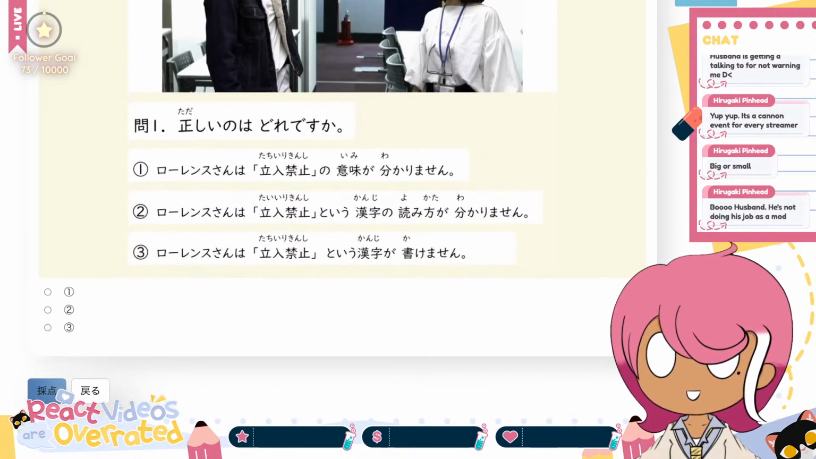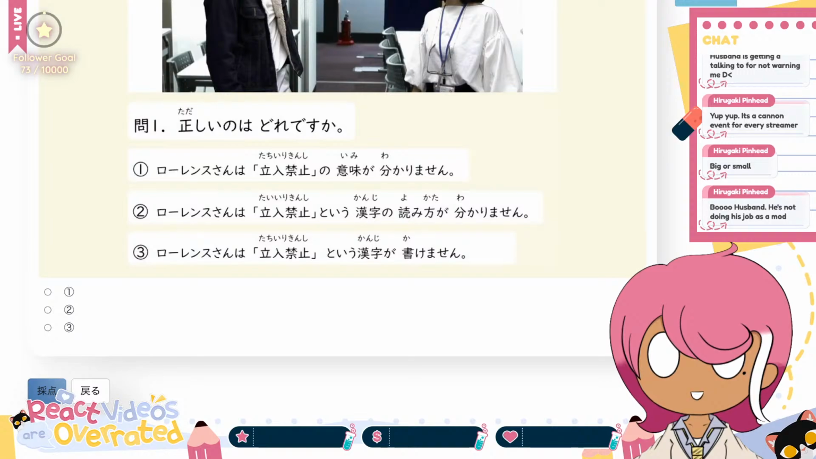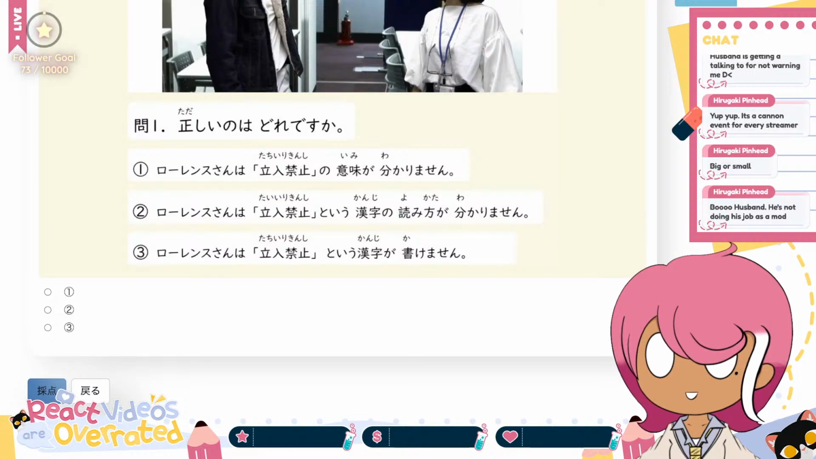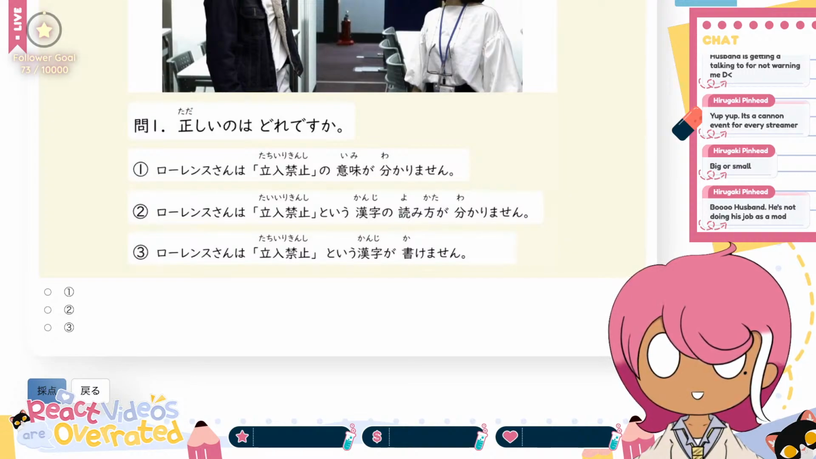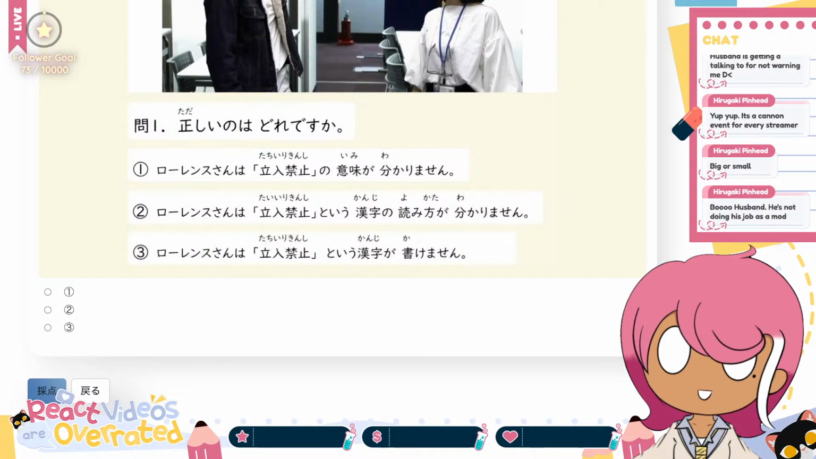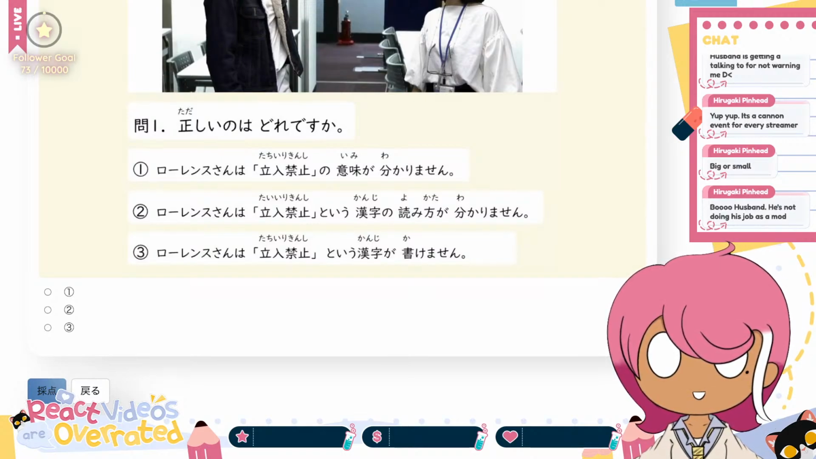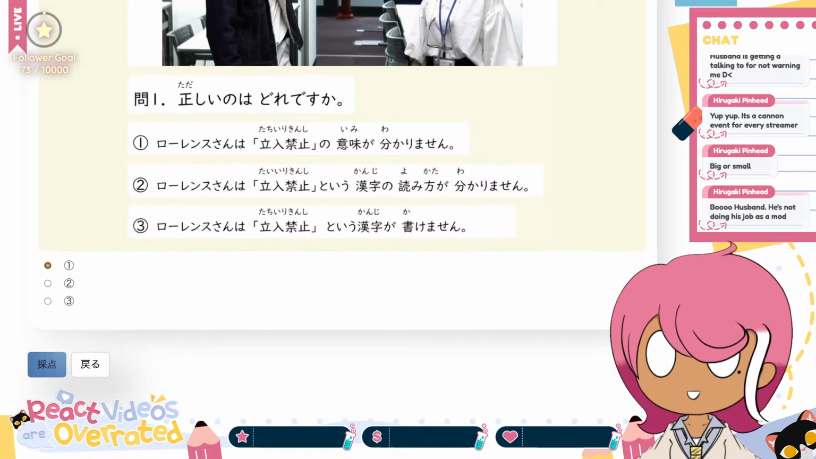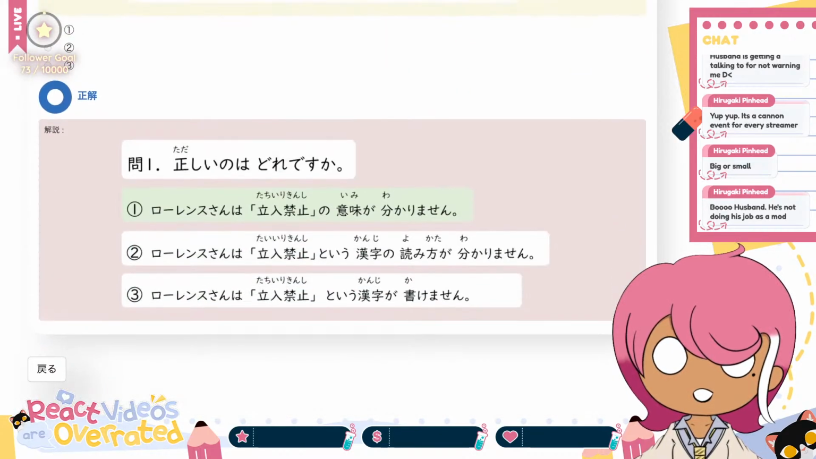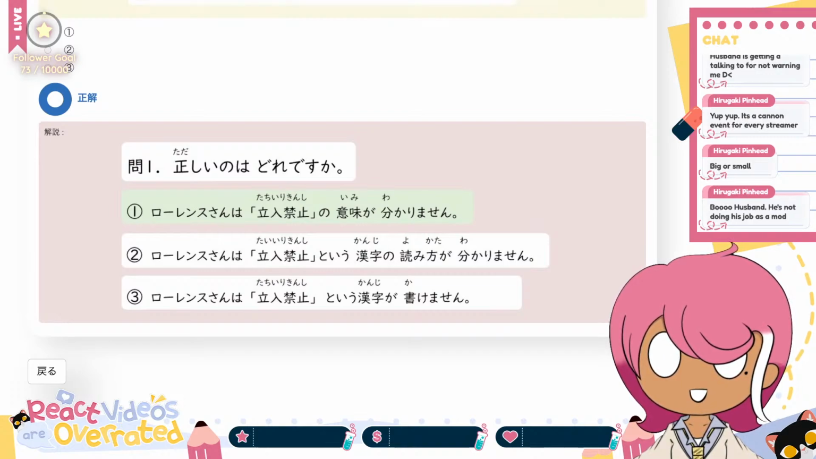Alright, so now our question. What do we got here? ローレンさんは立ち入り禁止の意味がわかりません。No, he understands it. ローレンさんは立ち入り禁止という漢字が書けません。Maybe it's asking what he thought to begin with. So what he thought to begin with, yeah, he wouldn't have known what it meant. So I'll put 1. Oh, we only get 1 question in this. Yeah, we got it. Alright, so I was basically wanting what happened in the beginning. It's the fact that he didn't understand what that meant.